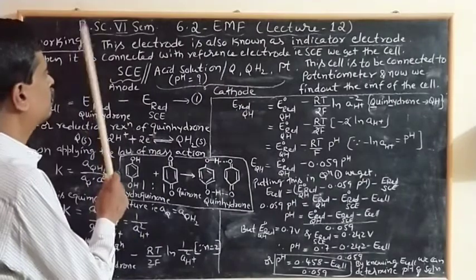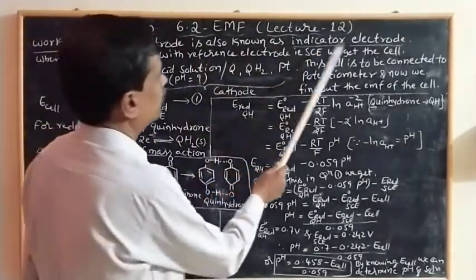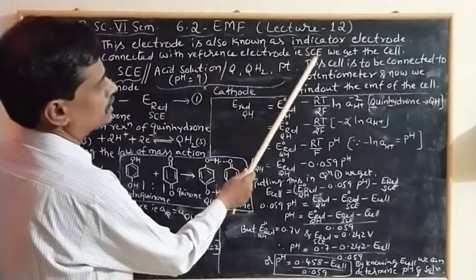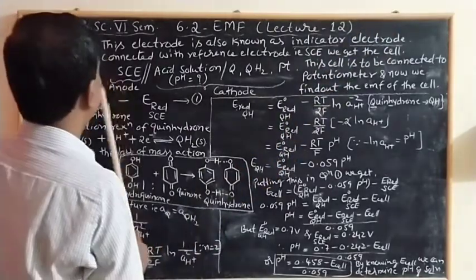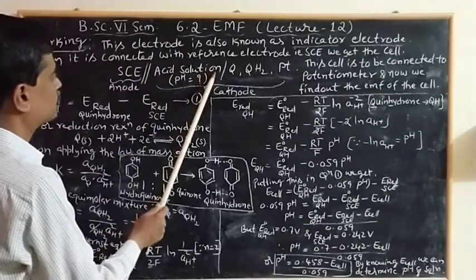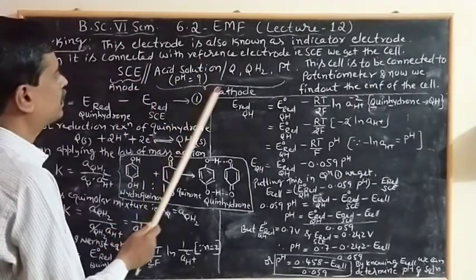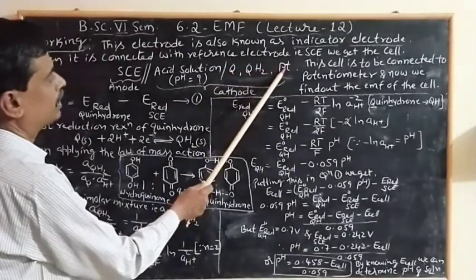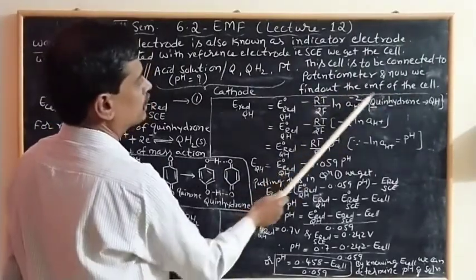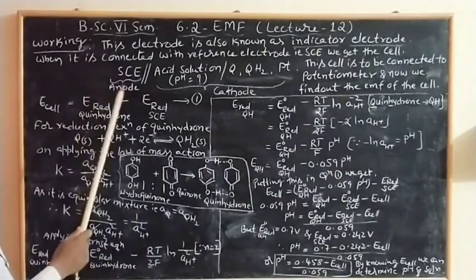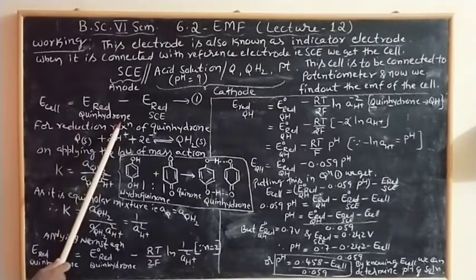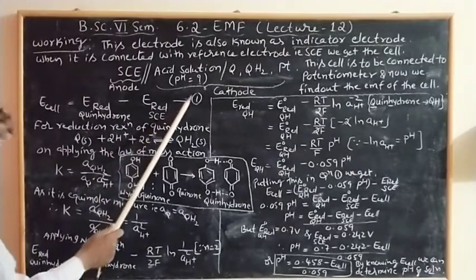Working of this quinhydrone electrode. This quinhydrone electrode is also known as an indicator electrode. When it is connected with the reference electrode, that is SCE, standard calomel electrode, we get the cell. So the representation of this is SCE acting as anode, double bar, acid solution whose pH is to be determined, single bar, QH2, platinum. This cell is connected to a potentiometer, and now we find out the EMF of the cell. So this is anode and this whole part is cathode. E cell is equal to E reduced quinhydrone minus E reduced standard calomel electrode. This is equation number 1.